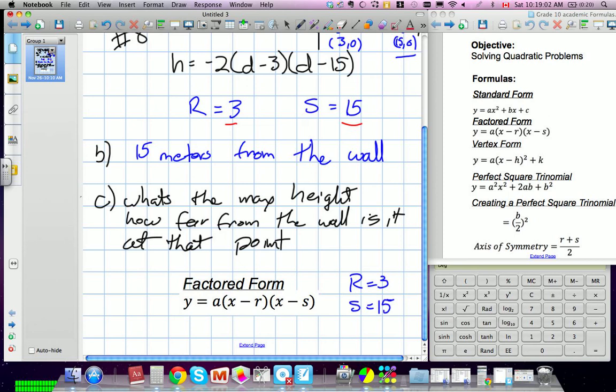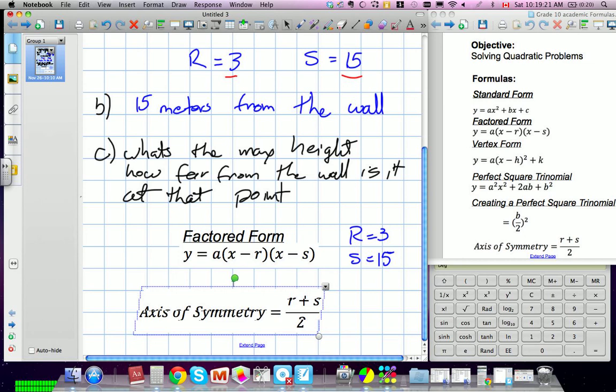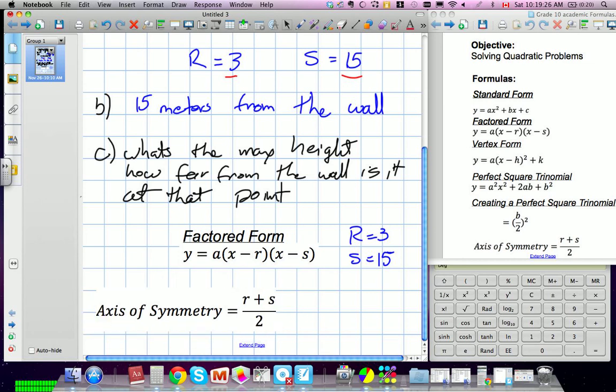Okay, so this is our formula for the axis of symmetry. The axis of symmetry tells us that if we add R and S together and divide by 2, it'll give us the x value of the vertex. So we're going to plug those in for our formula. R was 3 and S was 15, divided by 2, and that'll give us our AOS. So our AOS is equal to 18 divided by 2, which is 9.